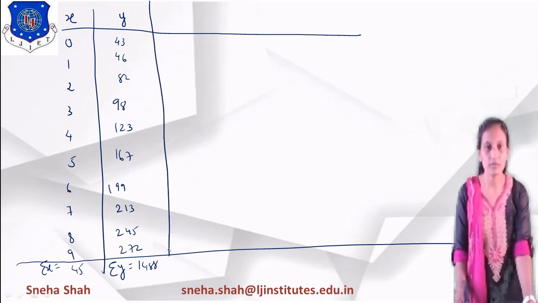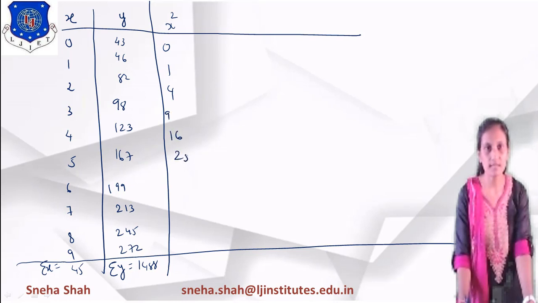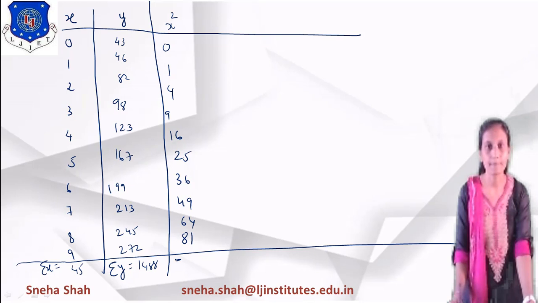Now the next thing we have to derive is the value of X square. 0 square equals 0, 1 square equals 1, 2 square equals 4, and likewise I find all the other values. The terms will be like this. Now if I add all these values, the answer, summation X square, equals 285.